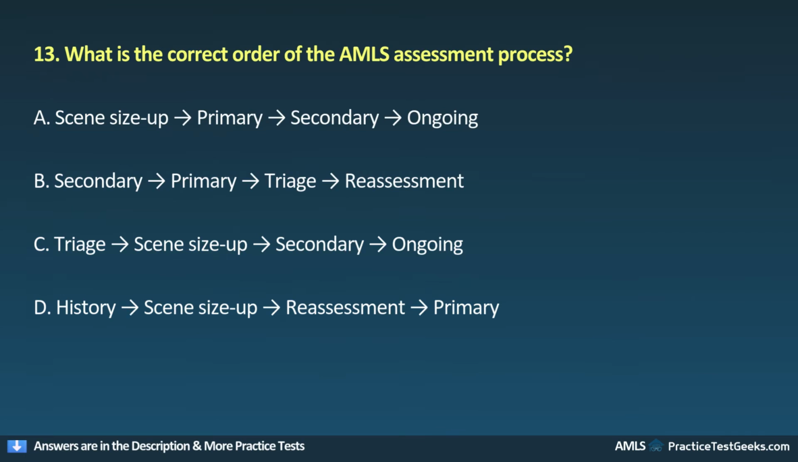13. What is the correct order of the AMLS assessment process? A. Scene size up, primary, secondary, ongoing. B. Secondary, primary, triage, reassessment. C. Scene size up, secondary, ongoing. D. History, scene size up, reassessment, primary.